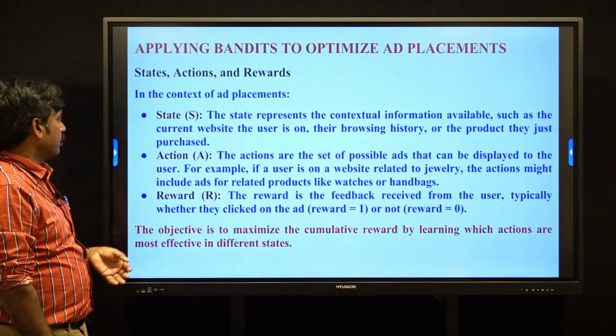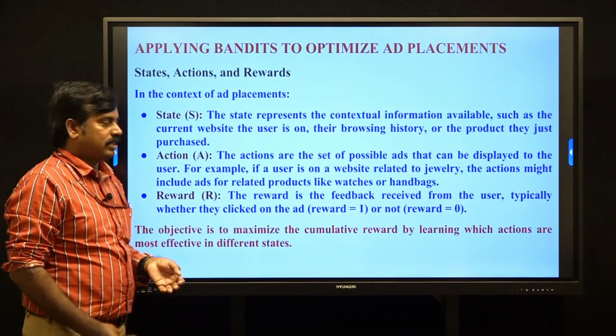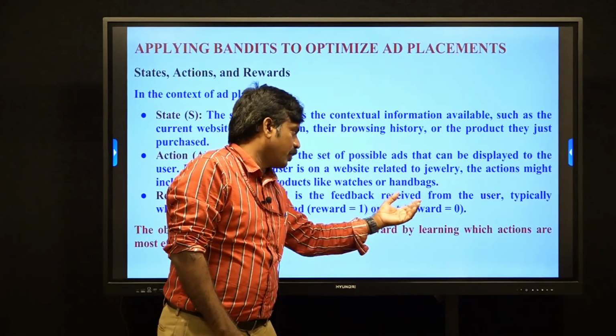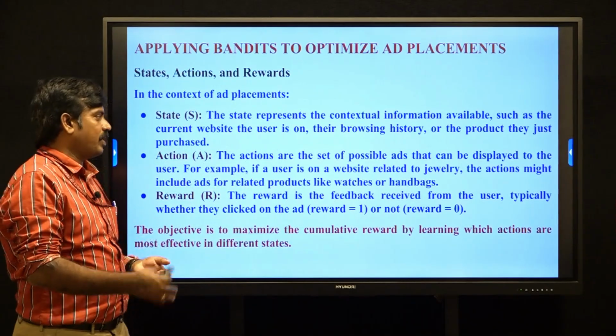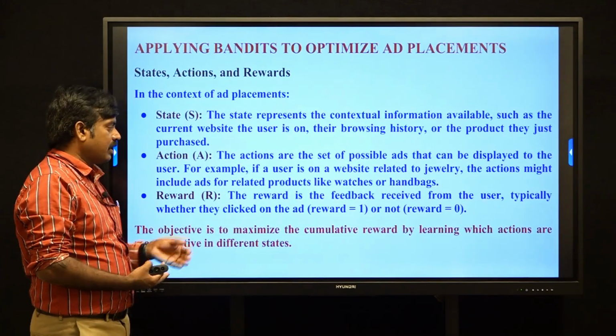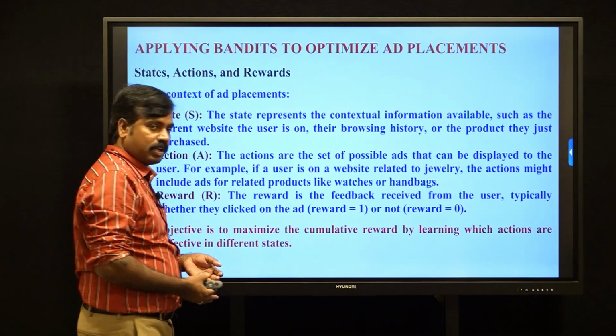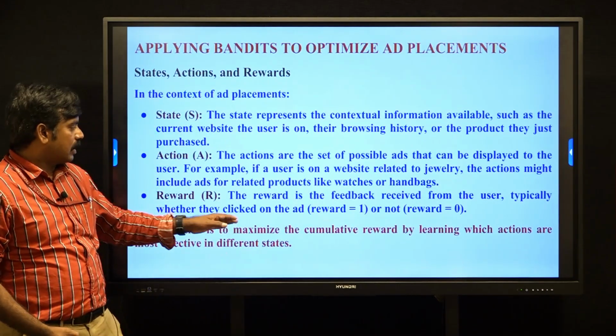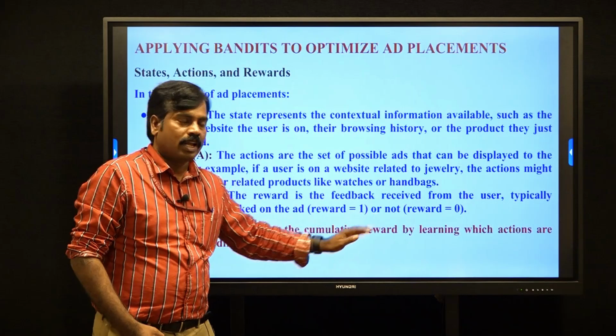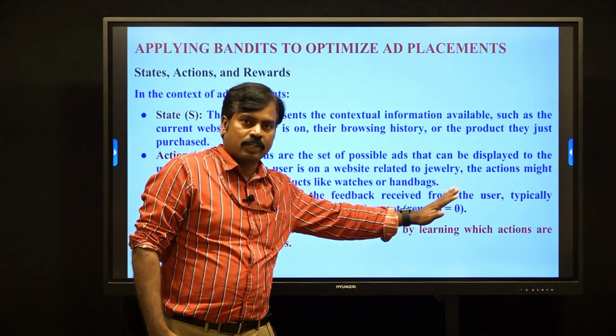Next one is reward. The reward is the feedback from the user that we receive after applying the action in ad placement. The reward is either a click on the ad or not. If the user clicks on the ad, the reward is 1. If not, the reward is 0.